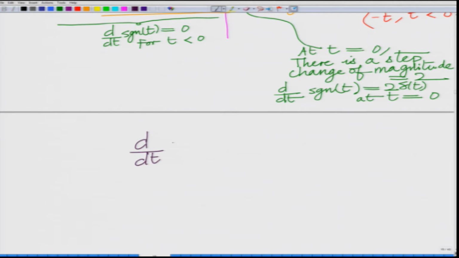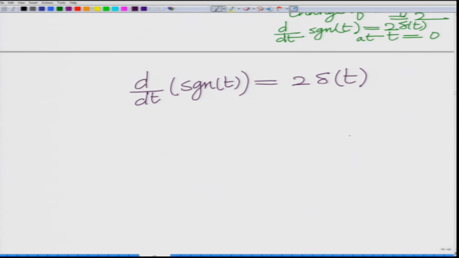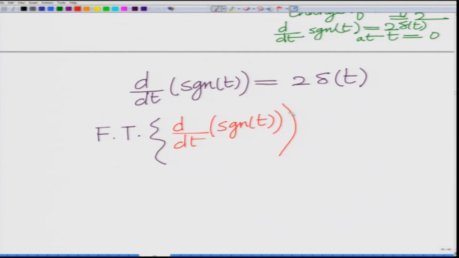So, therefore, d by dt of sgn(t) equals 2 delta(t), which is non-zero only at t equal to 0. Now, let us start with the Fourier transform of the derivative. I will show why this is convenient to find the Fourier transform of the original function. The Fourier transform of d by dt of sgn(t), where d by dt of sgn(t) is 2 delta(t).